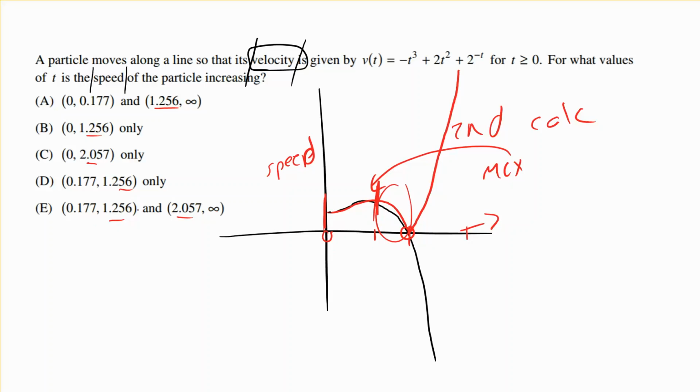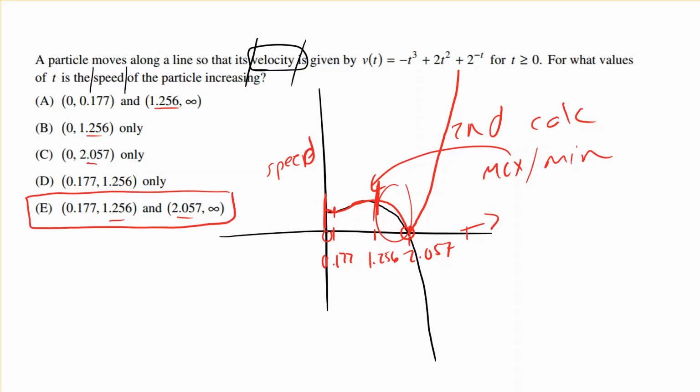So from 0 to, oh, I'd have to look there. If we look a little closer, it actually decreases just a little bit until there. So I might second calculate a minimum as well. I'd calculate the minimum right there, and that is 0.177. This maximum was 1.256. This 0 was 2.057. So we are increasing from here to here and from here to here. Looks good.